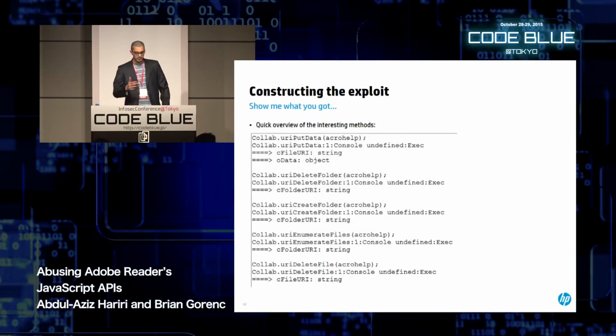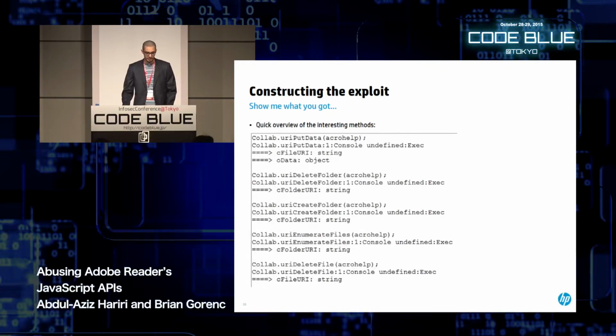So I'm going to go through these APIs really quick, just to explain the arguments they take. The first one is URI put data. It takes 2 arguments. The first argument is the path of the file that you want to dump data to, and the second argument is OData, which is the data that you want to dump inside the file. Delete folder takes 1 argument, which is the path of the folder that you want to delete. URI create folder, just as the name implies, creates a folder, takes 1 argument, and the argument is the path of the folder that you want to create.